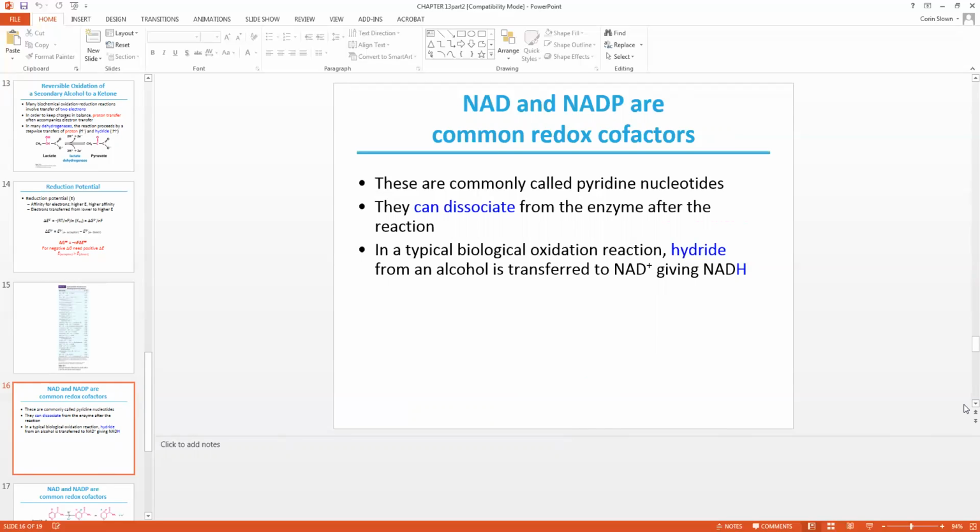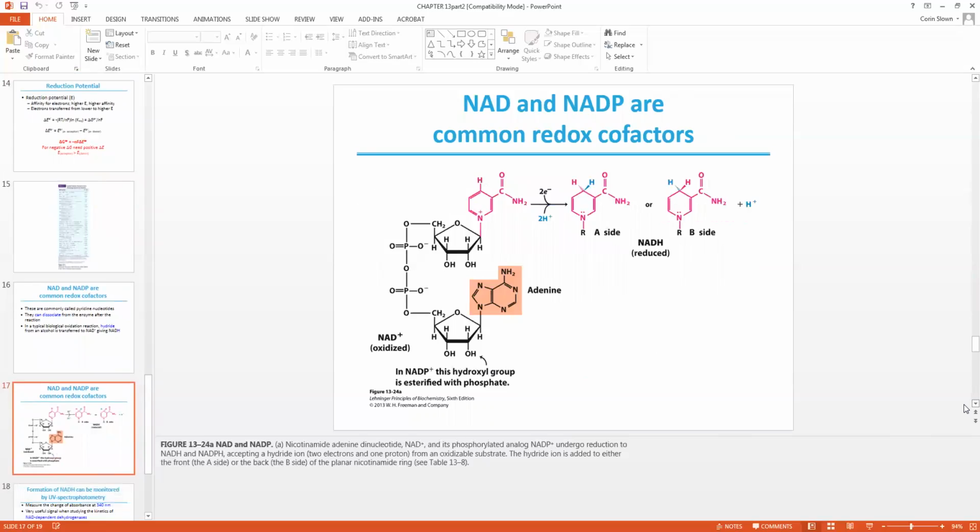They're incredibly powerful. In a typical biological oxidation reaction, the hydride from an alcohol is transferred to NAD+, resulting in NADH. If you take a look at the reduced NADH, you can actually see here the transfer of those 2 hydrides.